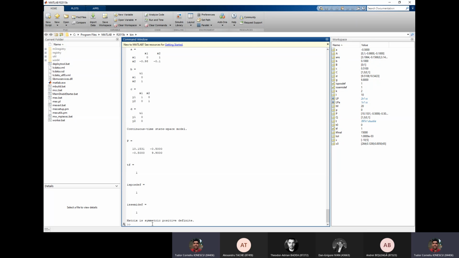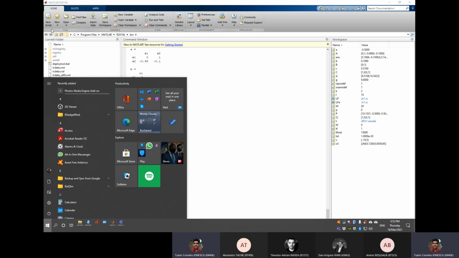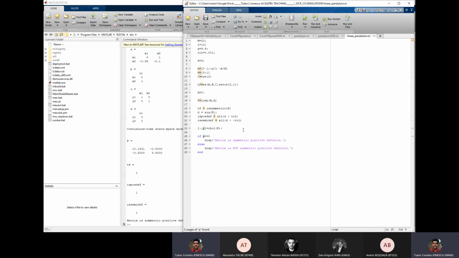Okay. So indeed, the matrix is positive definite. And you can add, due to Lyapunov theory, in this statement here, matrix P is positive definite. Hence, because it's Lyapunov, hence A is asymptotically stable. And also determine if it's semi-positive definite.